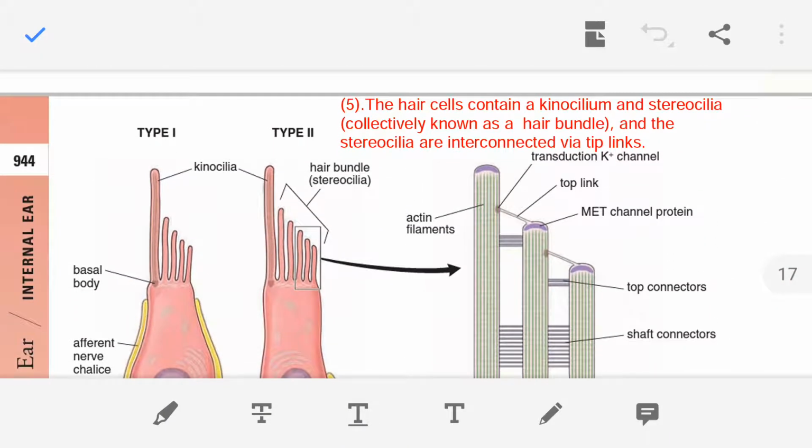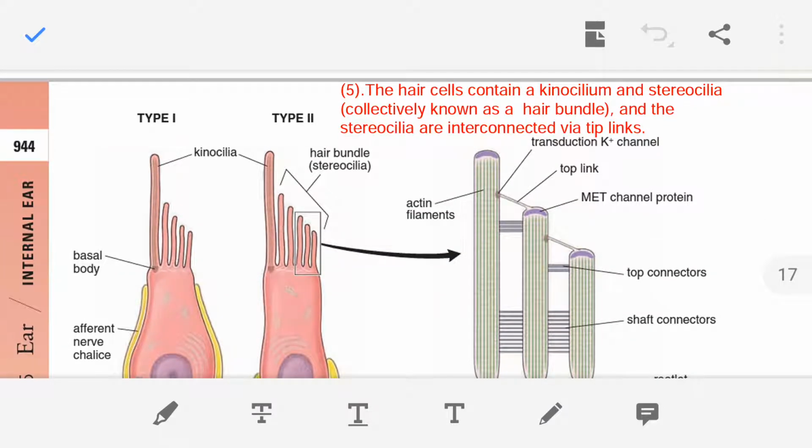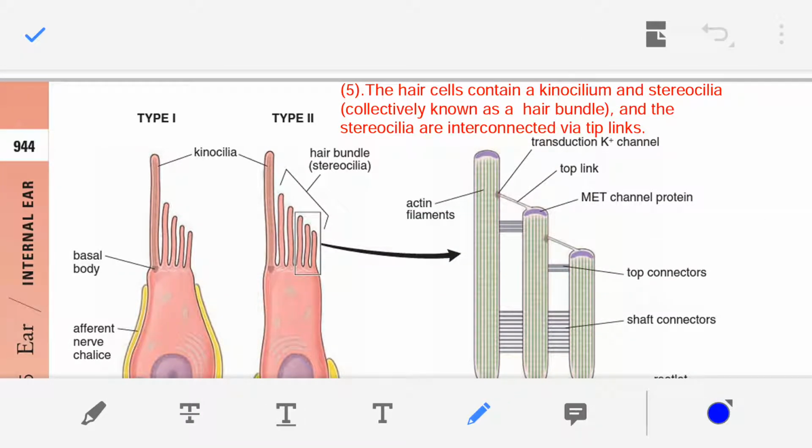Now this point we have already discussed in our previous lecture. Here again we are discussing this point. See, in this figure hair cells are shown, and on the top surface of the hair cell there is the kinocilium. So this is the kinocilium, and stereocilia are present. These are all stereocilia.